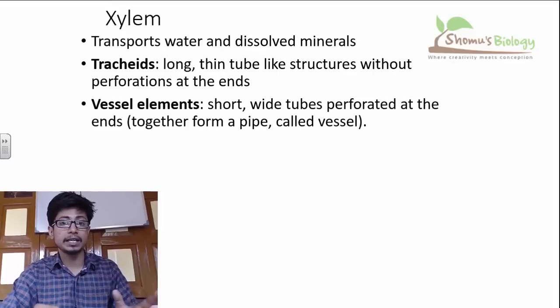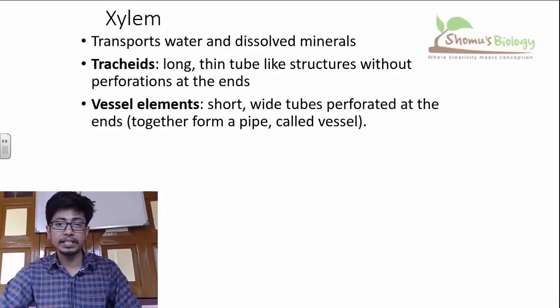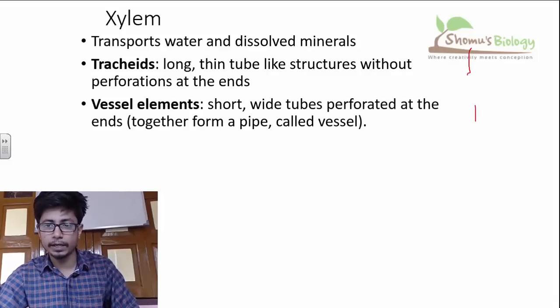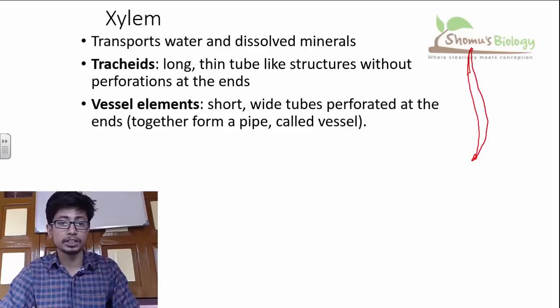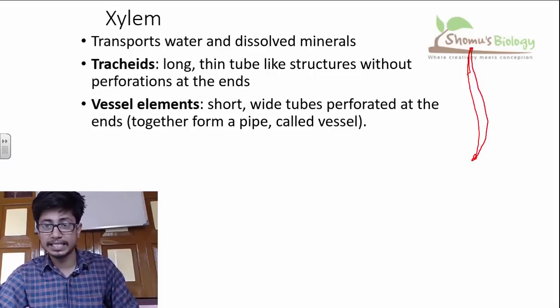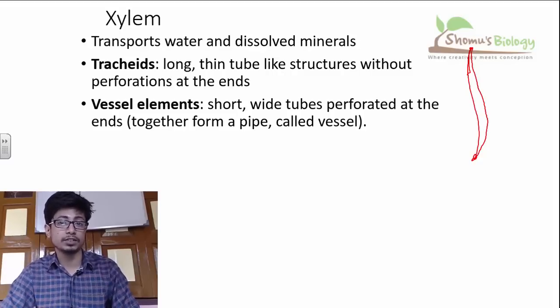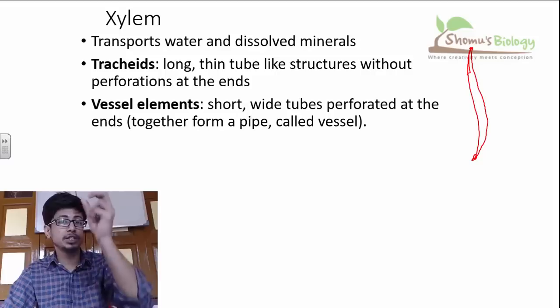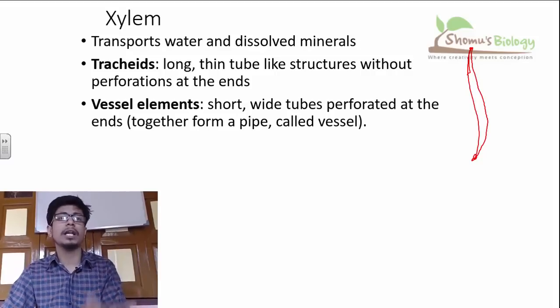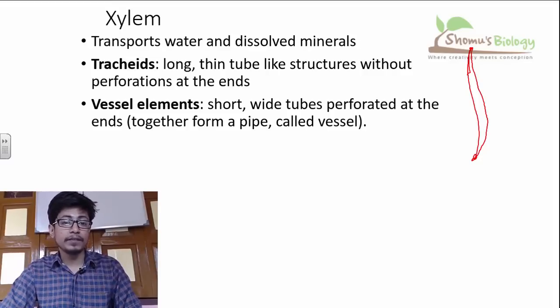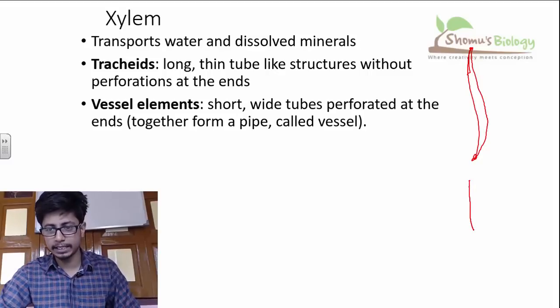The image is not provided, but tracheids are very thin structures, fibrous in nature. They are very thin tube-like structures without any perforations at the ends. So it's kind of fixed like a tube, and those tubes are arranged one after another to give the structure of a xylem properly, because you need a tube like a pipe to carry water from the soil to the top of the plant. The second one is the vessel elements. Vessel elements are shorter versions, short, wide tubes perforated at the ends. So it will look something like this. They are smaller tubes, and they have perforations at the end.